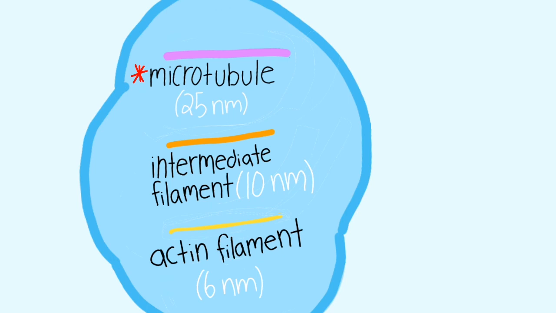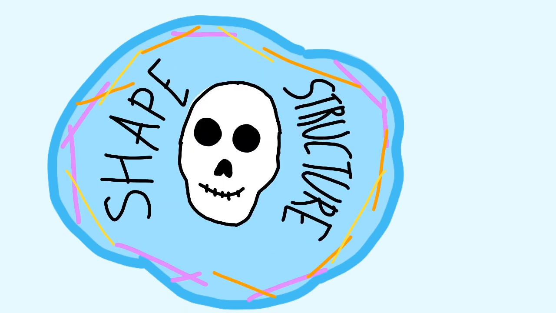It is made up of microtubules, intermediate filaments, and actin filaments, which all have different diameters. The cytoskeleton acts as the cell's skeletal system, helping provide cell shape and structure.